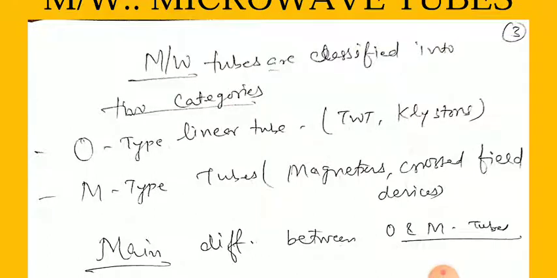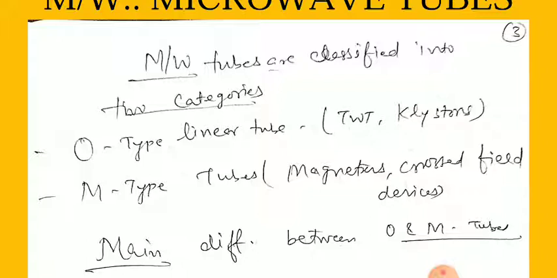The microwave tubes are classified into two basic categories. Number one, O-type linear tubes, and the second one is the M-type tubes. In the O-type linear tubes, there are the TWT, traveling wave tubes, and the klystrons, and in M-type, there are the magnetron and the crossed-field devices.